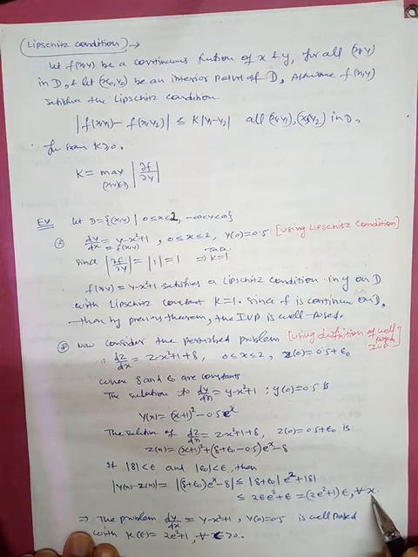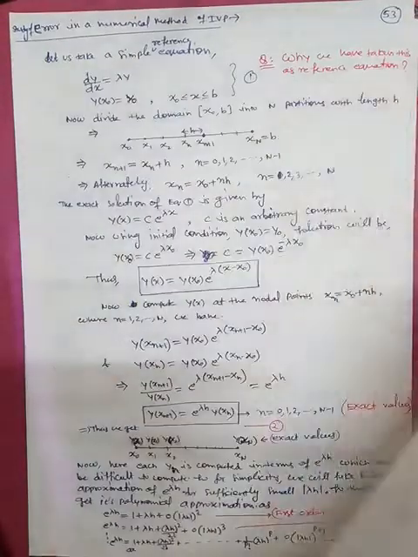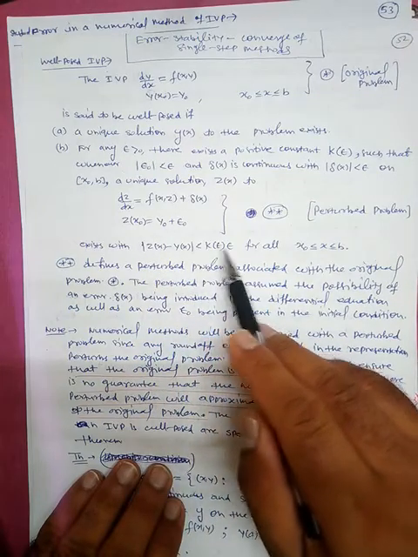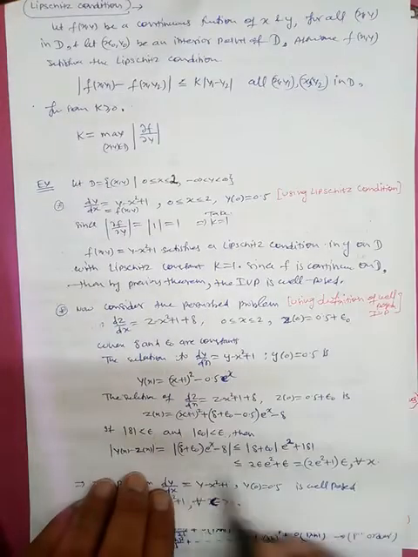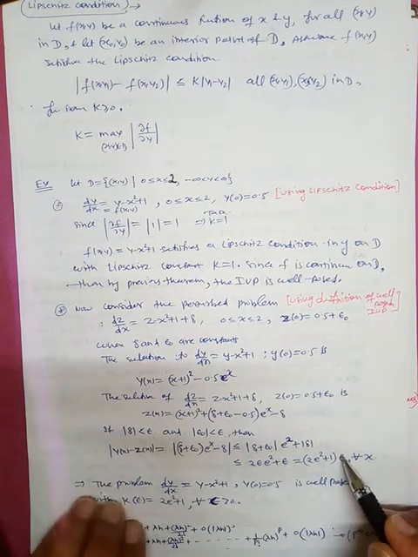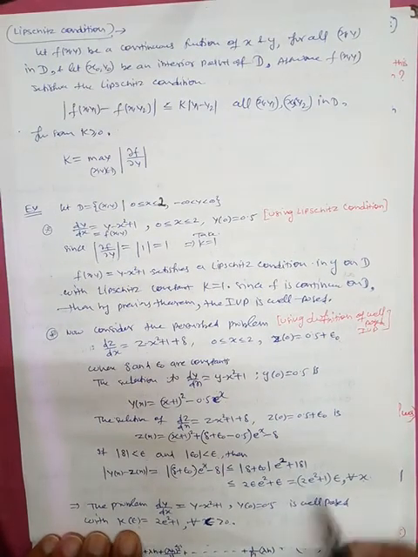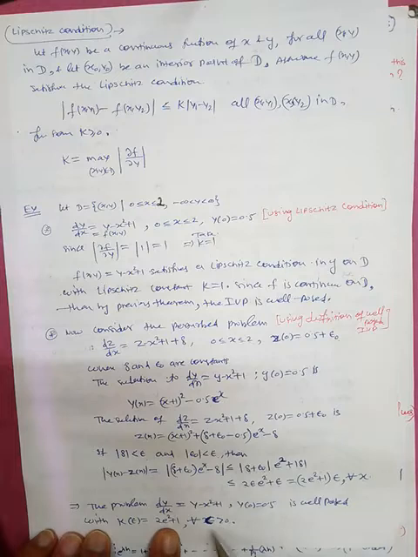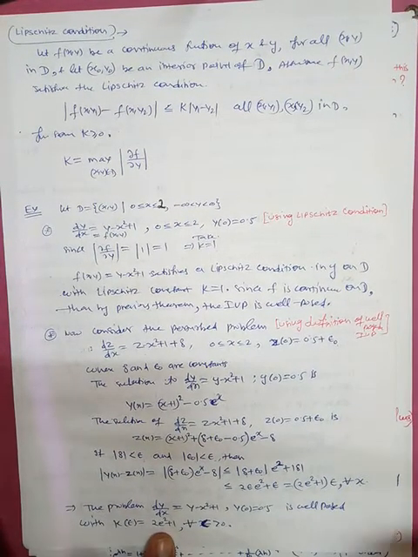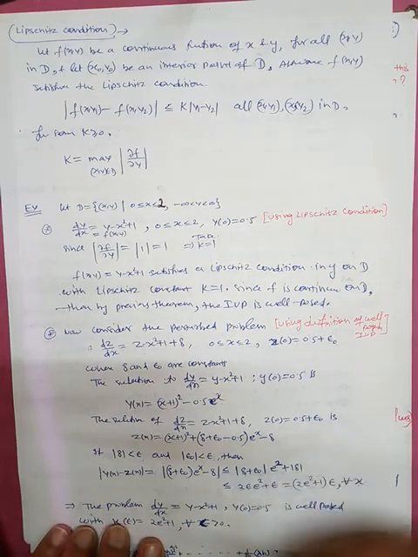Ultimately, by the definition, this was the definition, this should be less than some constant k, depending on epsilon, into epsilon. So here we get that this difference is less than or equal to this constant k multiplied by epsilon. What is k here? This is the k. And hence we will say that the problem is well posed because we get this constant k. If we do not get this constant k, then we will say that the problem is not well posed.